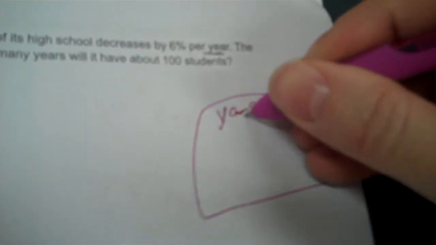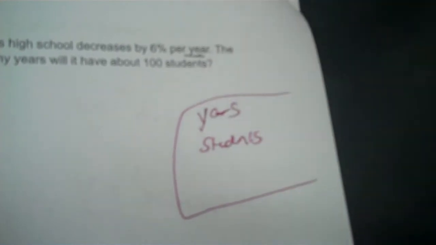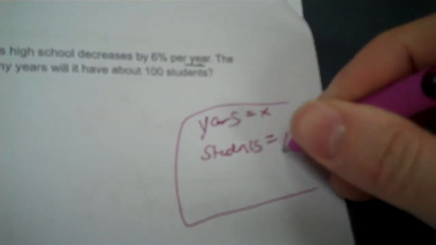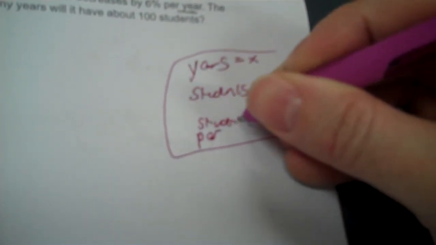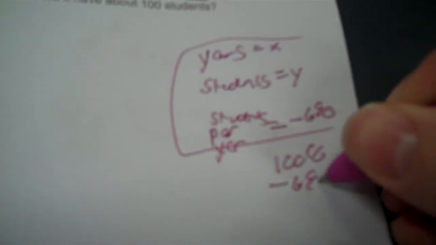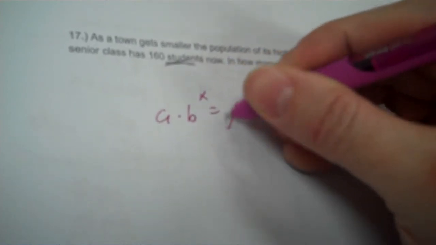Okay, so we've got years and students. Be careful here. X is years, Y is students. X is always the time. Students per year, it's 6%, but it's decreasing. So that'll be 100% minus 6%. I'm just going to write that down, and I'll come back to it later. So again, that's an exponential growth, or decay this time. Not that it's any different than writing a growth, but it's still a times b to the x power is y.